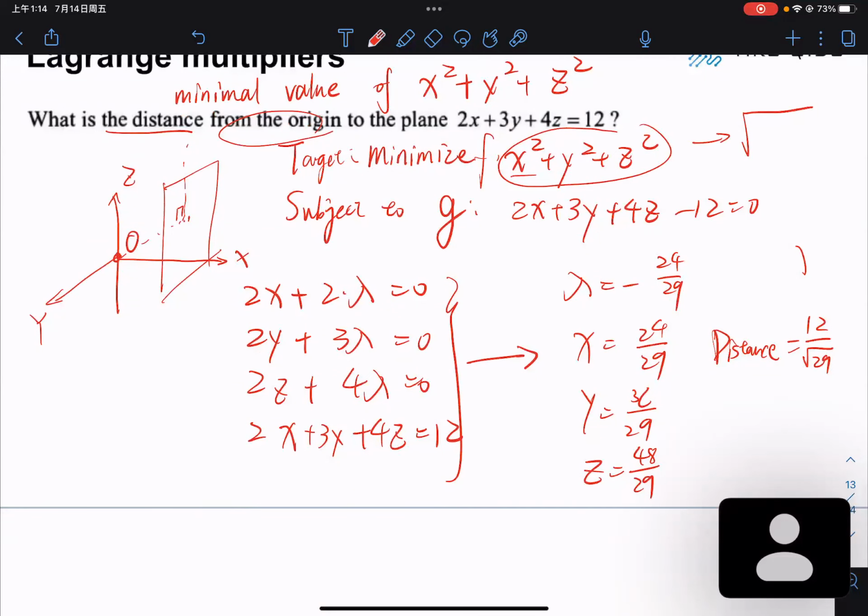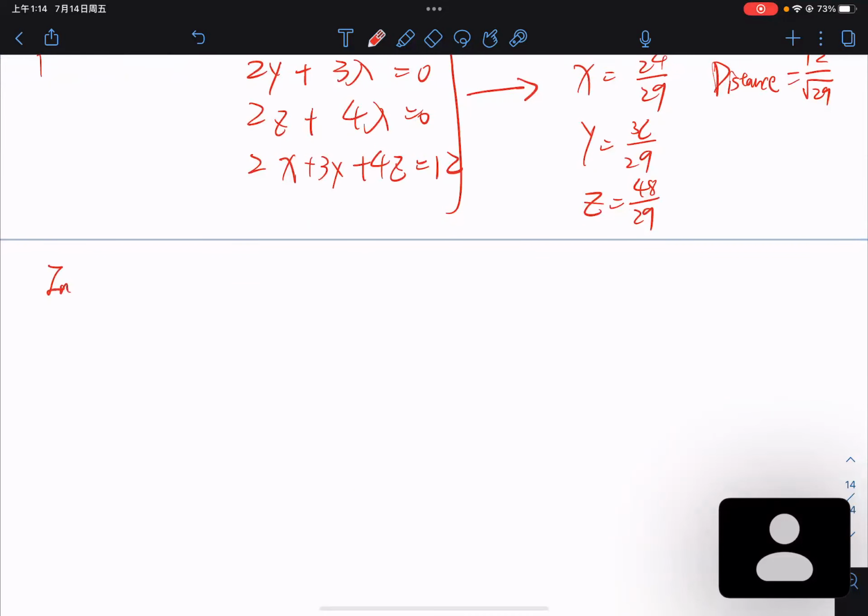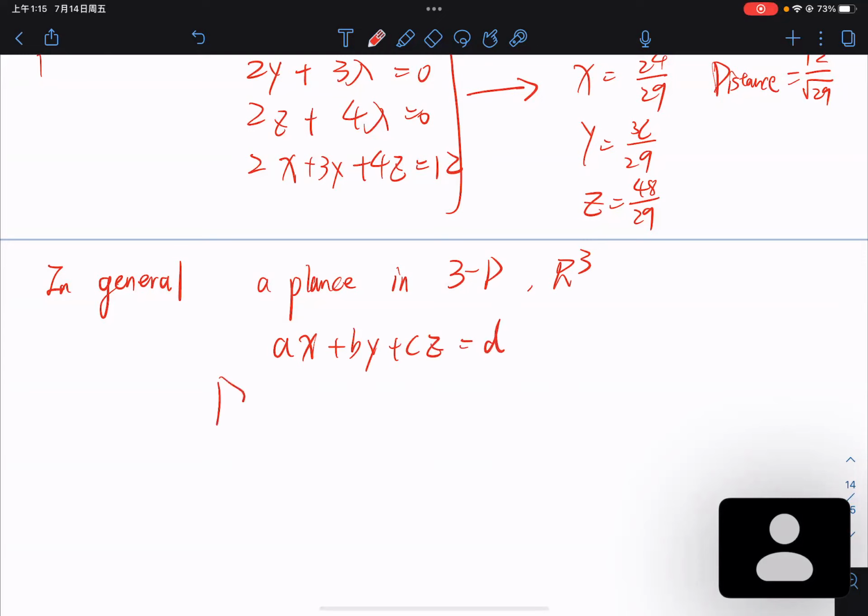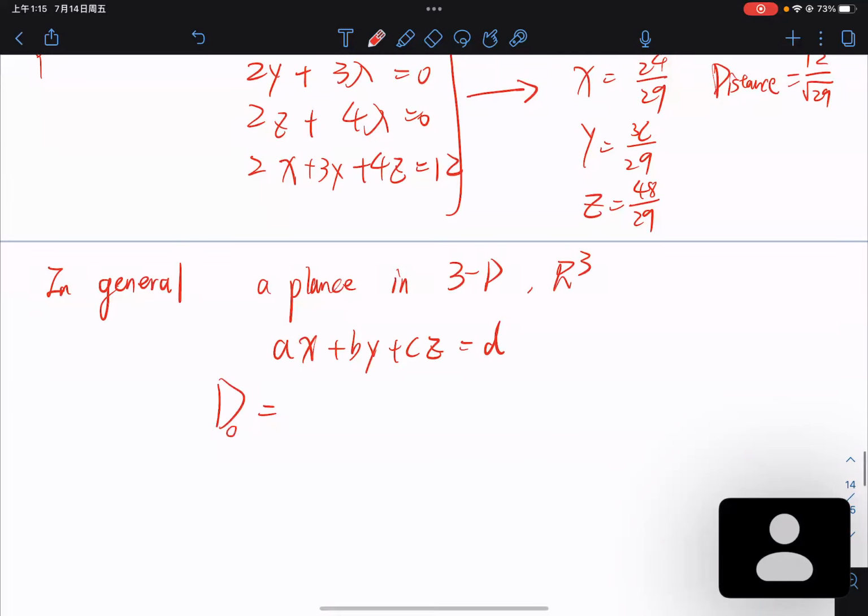And actually in general, a plane in 3D, R3, has the format ax plus by plus cz equals d, right? And the distance from the origin is going to be what? The absolute value of d over the square root of a squared plus b squared plus c squared.